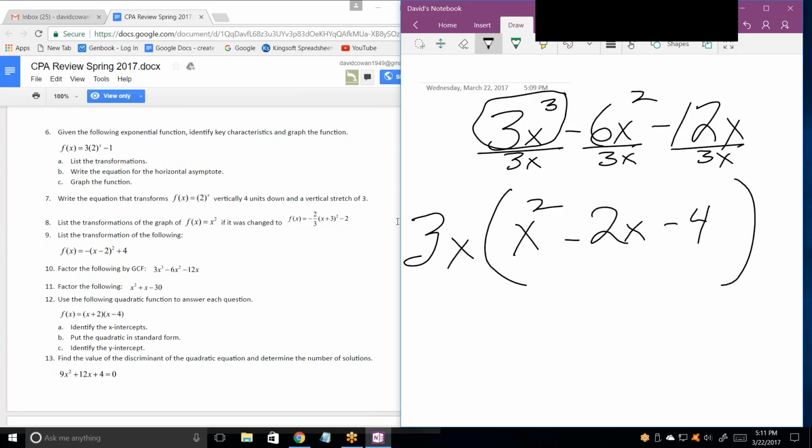All right, and that's all they want, is just to factor it by greatest common factor. And in case you're wondering, that quadratic does not factor nicely, so that's why they didn't ask us to take it all the way down. Had that factored nicely, they would have said fully factor it. Then I would have had to start playing around with factoring that quadratic.